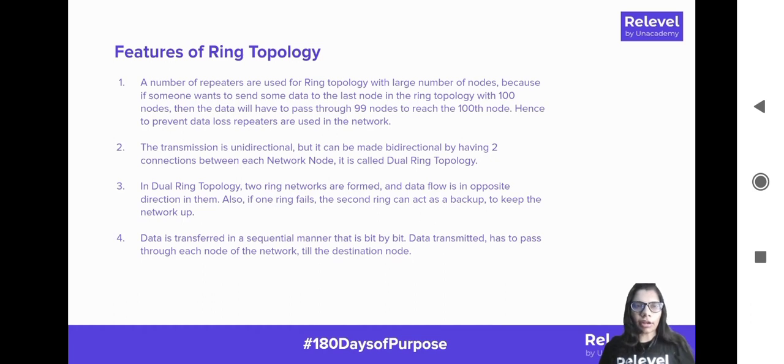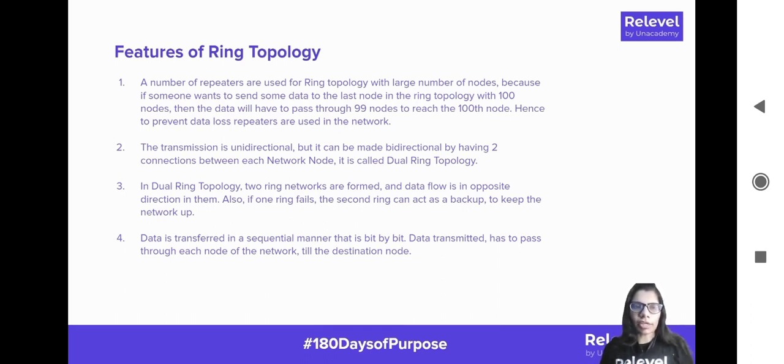Another thing is that transmission would be unidirectional, and if you want to make it bidirectional, you would need two connections between each network node, and it would then be called dual ring topology. In dual ring topology, two ring networks are formed and the data flows in opposite directions in them. Also, if one ring fails, the other ring acts as a backup to keep the network up. And here data is transferred in a sequential manner, that is, bit by bit.